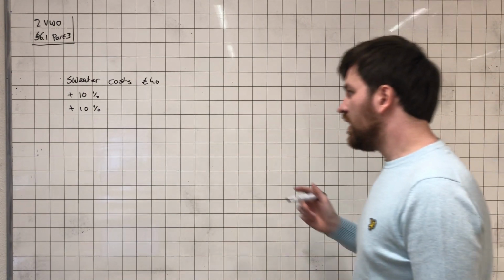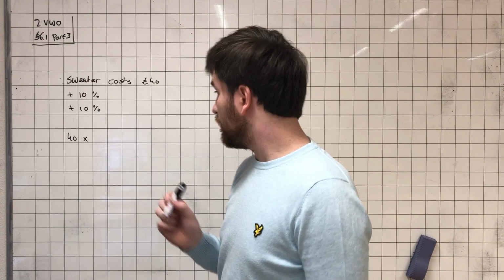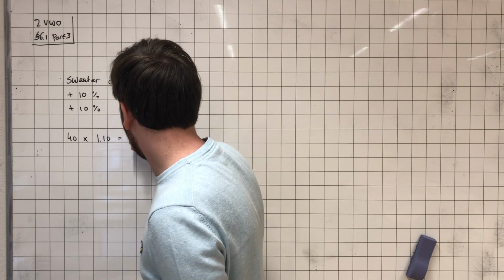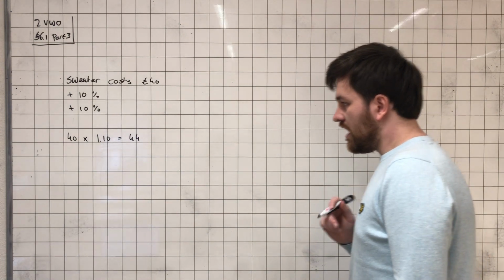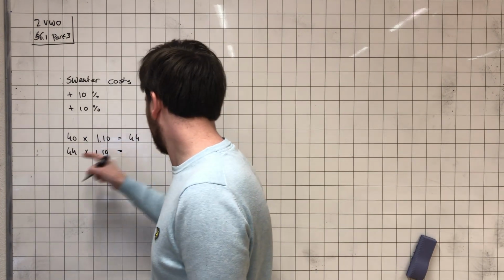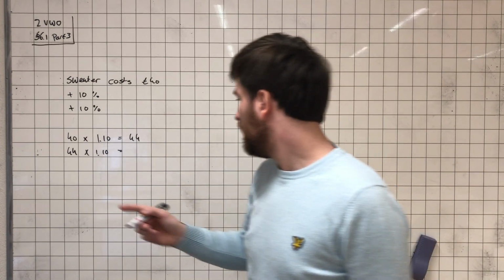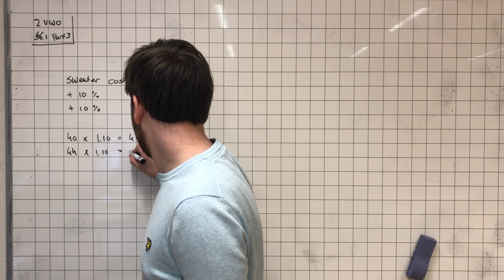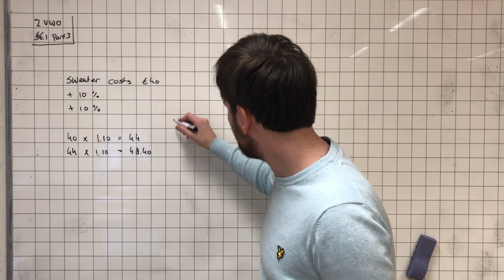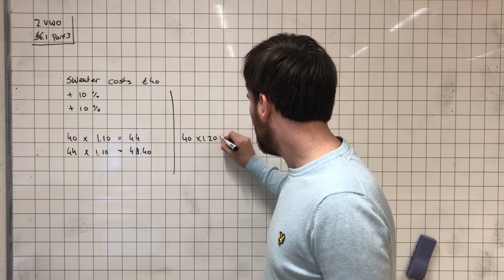Let's check that. If we have 40 euros and the price increases with 10%, we have to multiply with 1.10, which is 44 euros. And then 44 euros once again increases with 1.10 because these two increases are equal, which is 48.40. Is that the same as multiplying it with 1.2? Well, 40 times 1.2 is 48.